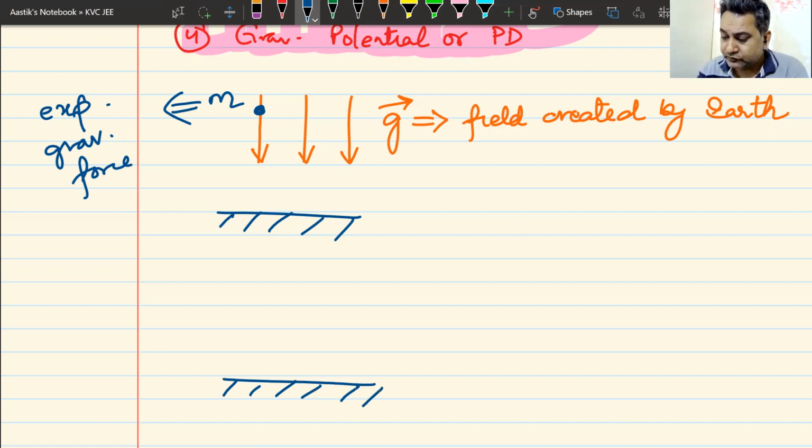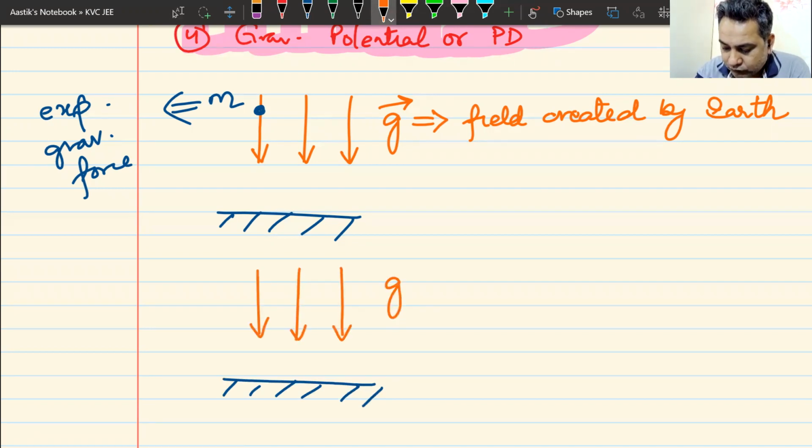Ground. Earth is creating a gravitational field. Everything comes from the field. Okay, this is the gravitational field.